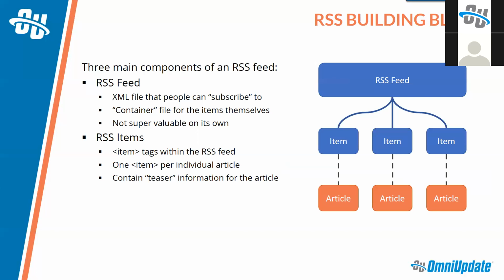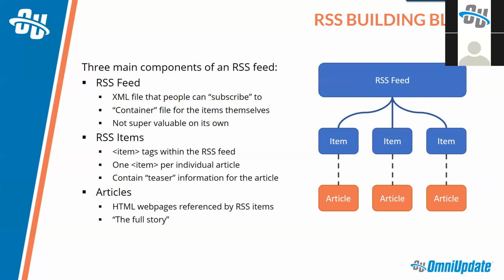So RSS feeds and RSS items all live within the actual XML document, which is why they're blue in my little schematic to the right. And then the items reference articles. And the articles are actual HTML web pages that are simply referenced by the RSS item.